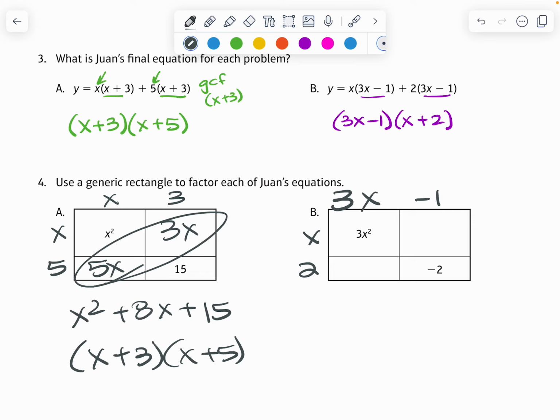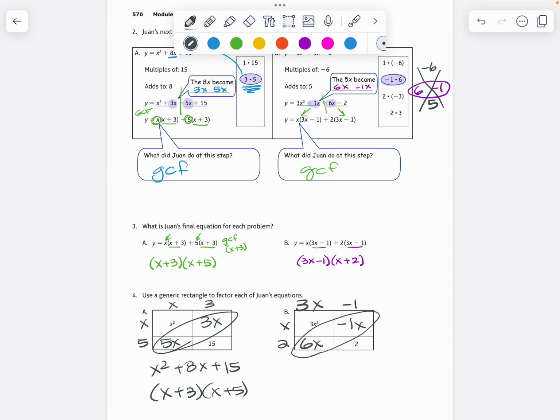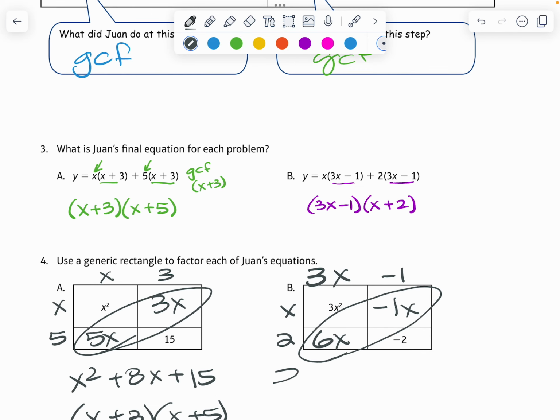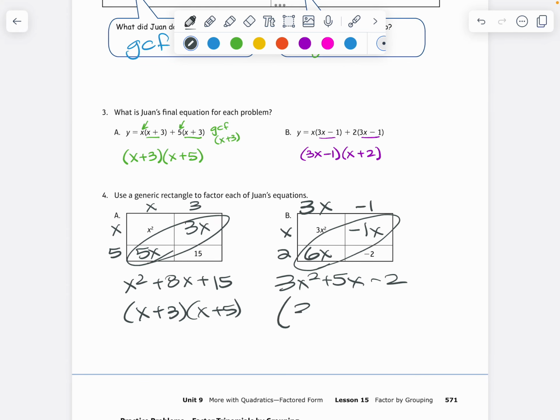All right, a -1 times x is -1x. 3x times 2 is 6x. If I add those up, is that going to give me that problem way up at the top? 3x squared plus 5x minus 2. Look at that. It works. So the factors are 3x minus 1 and x plus 2, which, once again, we got that direction also.